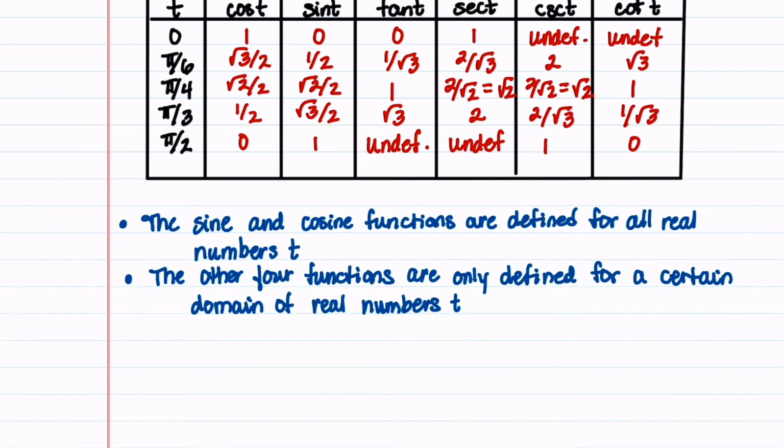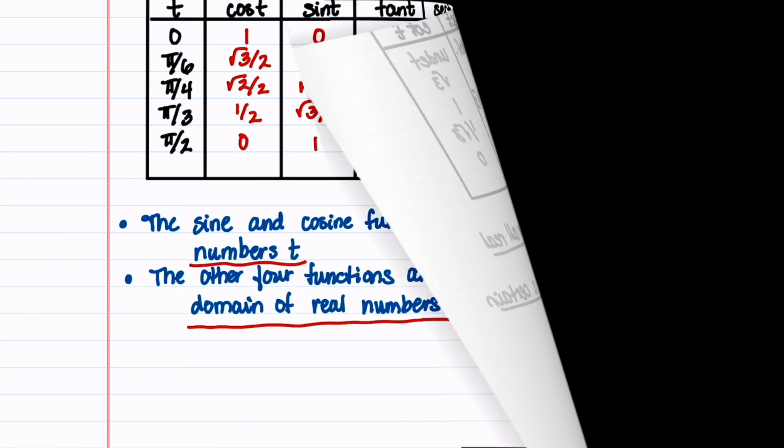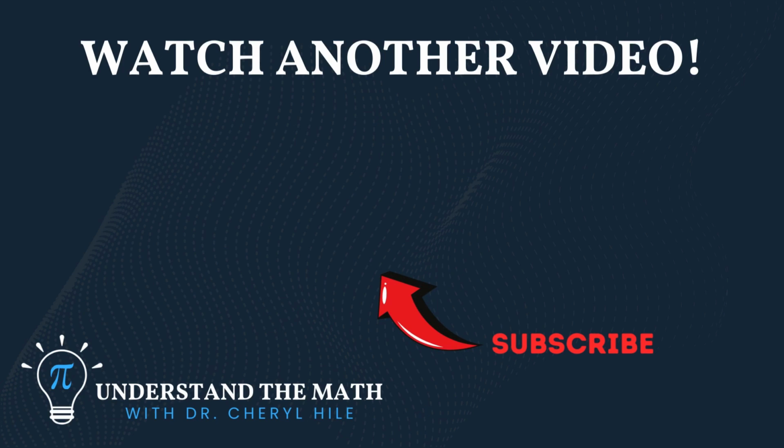Before we end, let's note that the sine and cosine functions are defined for all real numbers. Notice in our chart that we have a number for every single angle. However, for our other 4 functions, there are some angles where we don't have a number and it's written as undefined. So for those functions, they are only defined for a certain domain of real numbers t, and not all real numbers like sine and cosine are.